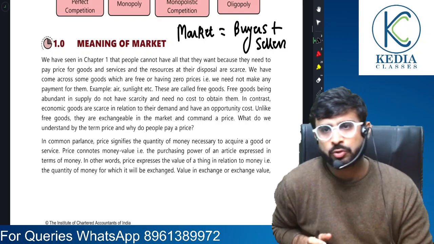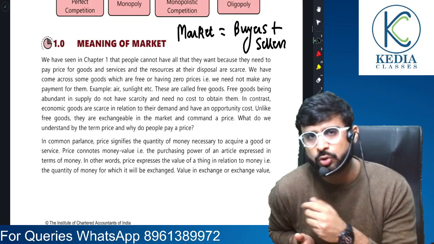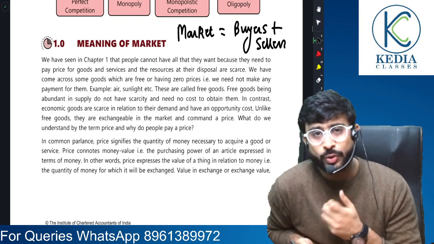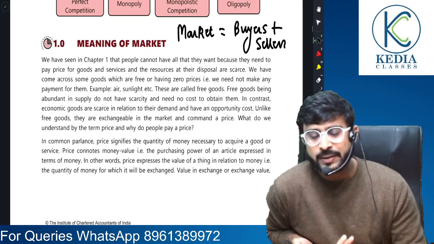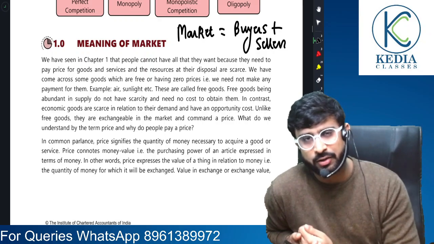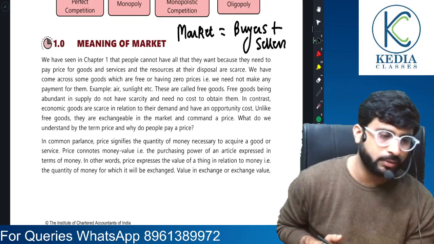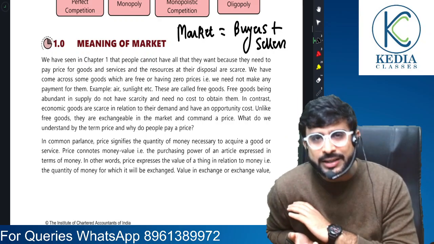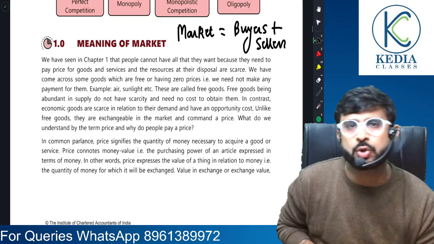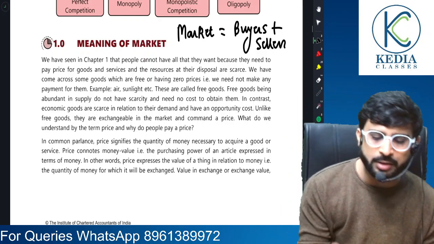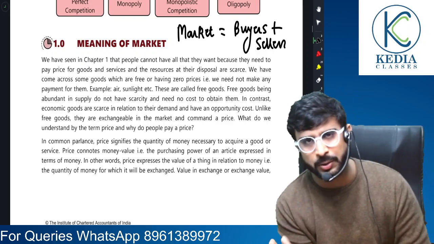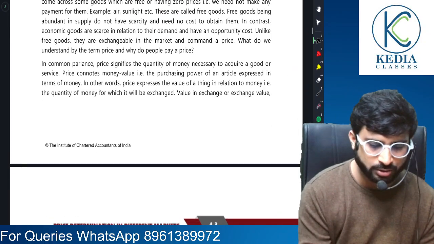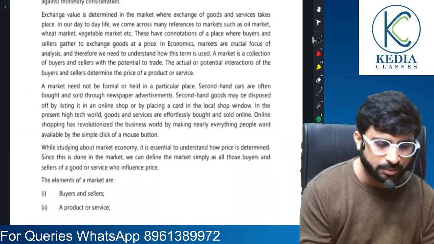Suppose one of your parents tells you to bring some fruits and vegetables from outside. So when they are asking you to do that, it's a physical place they are referring to. But at the same time, you can place the order for the same products online. So market is anywhere buyers and sellers are able to interact. It can be through an online medium or through physical markets. That is what is used in common parlance when we say market.